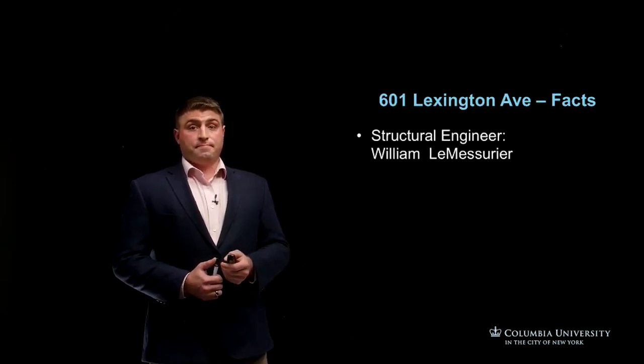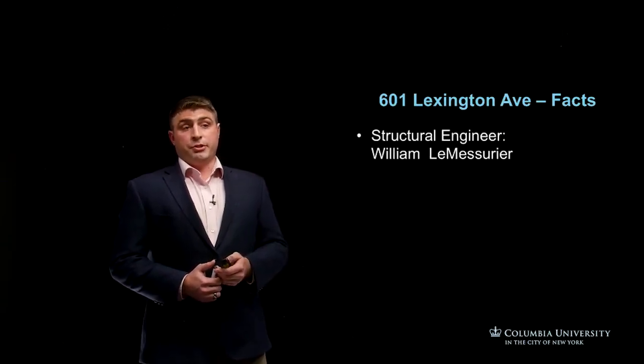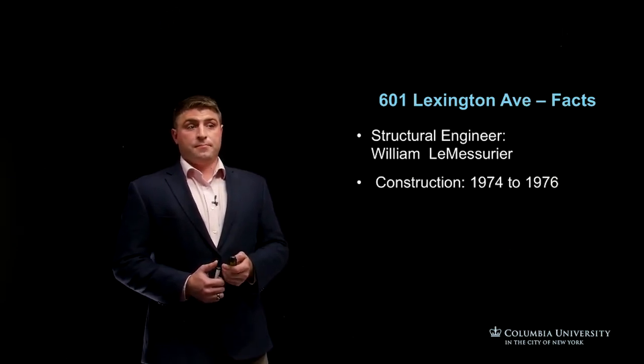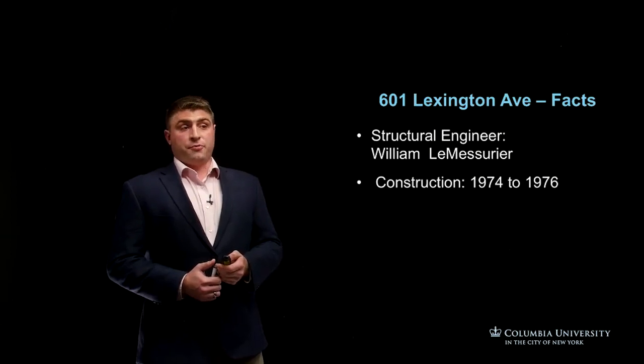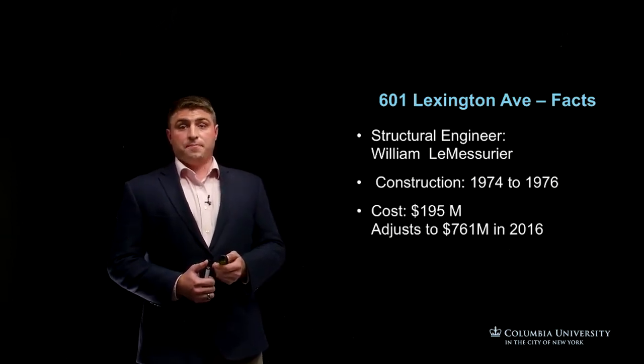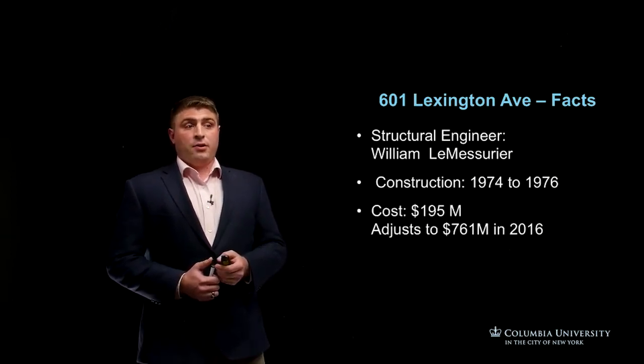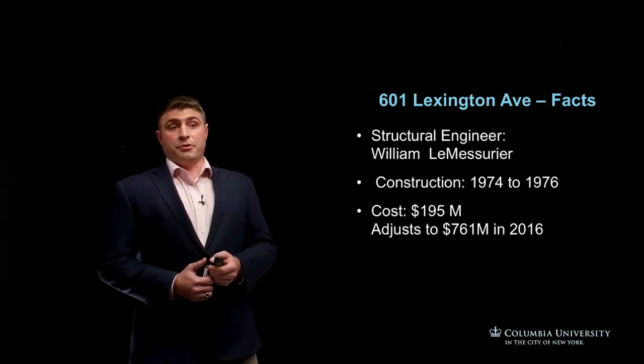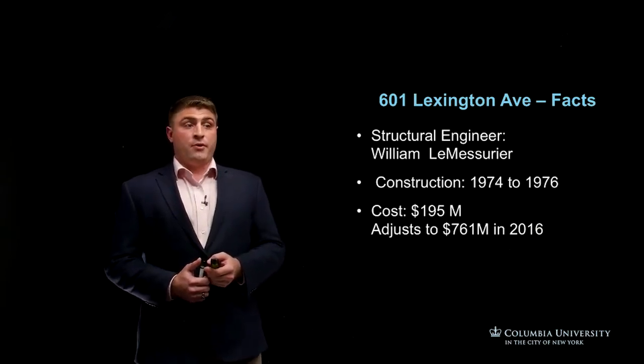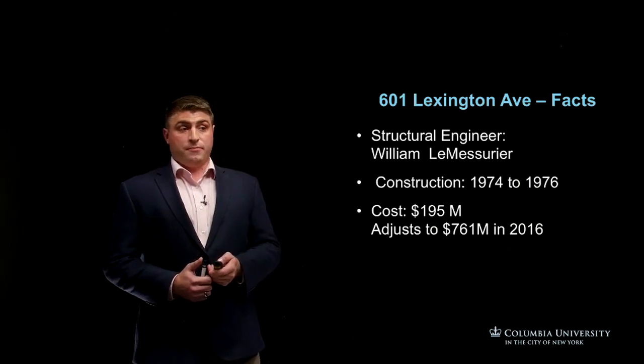So next we're going to delve into a case study on 601 Lexington Avenue, which currently stands today in Midtown Manhattan. It is a proud 59 stories tall. The structural engineer on the project was William LeMessurier, who we'll speak more about in a little bit. Construction took place from 1974 to 1976, and it cost roughly $195 million to complete, which adjusts for $761 million in 2016.